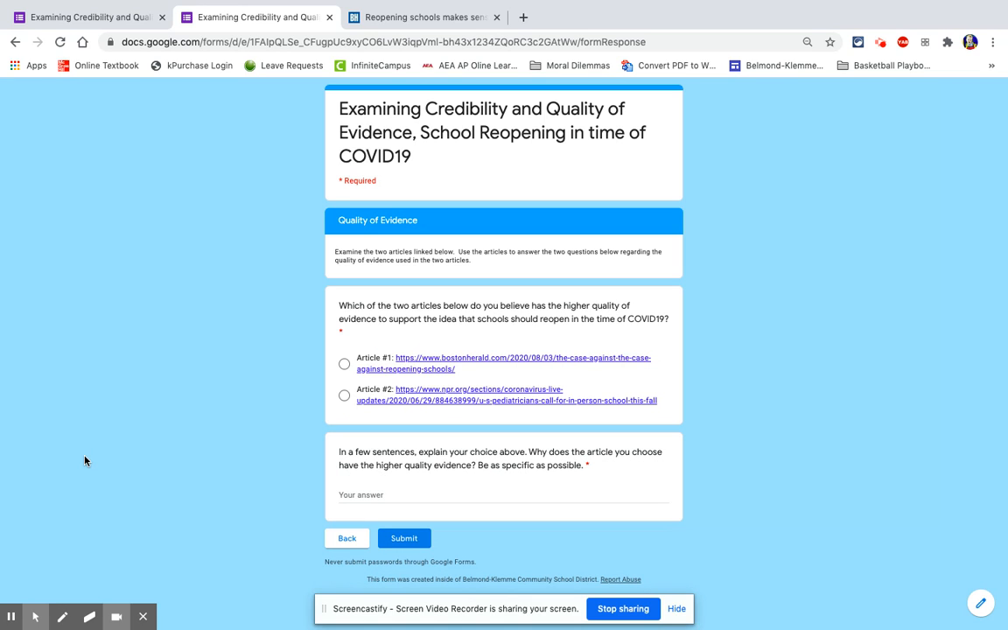Then the second part, it's just one other question. Instead of looking at whether or not the author is credible, you're going to be looking at which of these authors uses the best actual evidence to support their idea that schools should reopen in the time of COVID-19? Both of these articles talk about how schools should reopen in the time of COVID-19. I want you to look at both of these articles and then think to yourself, which of them has the best evidence to support the idea that schools need to reopen? And then I want you to answer that in a few sentences down below.